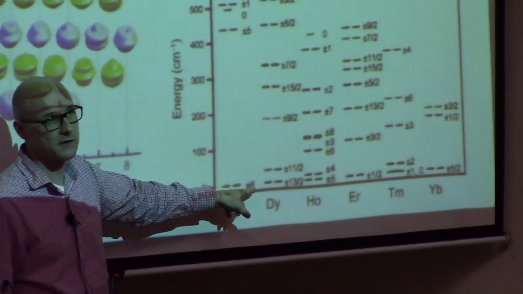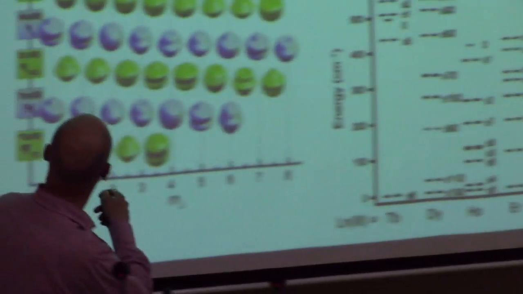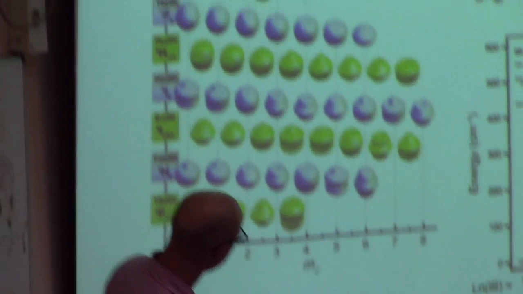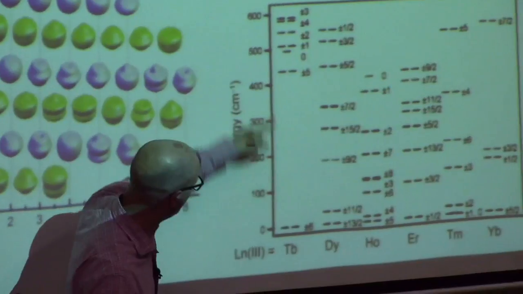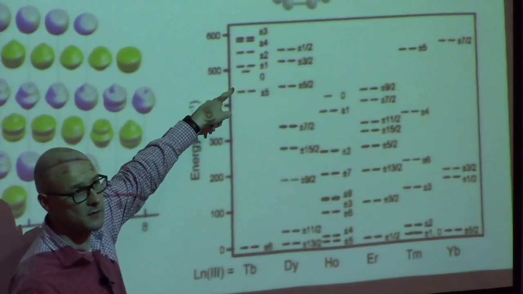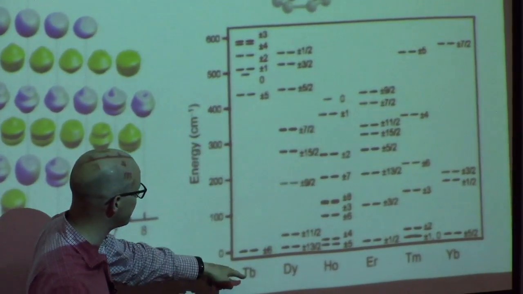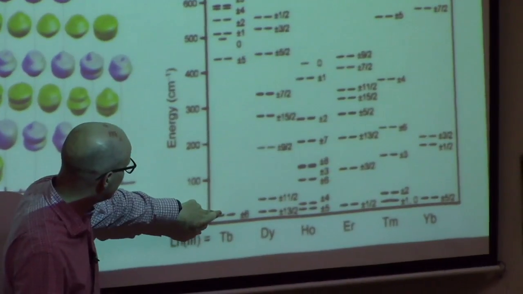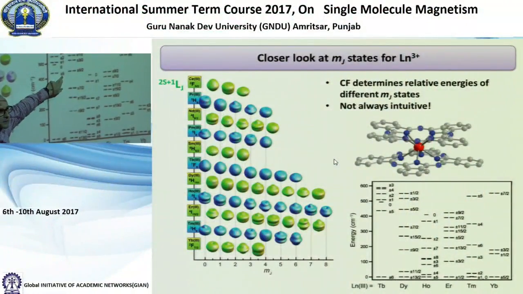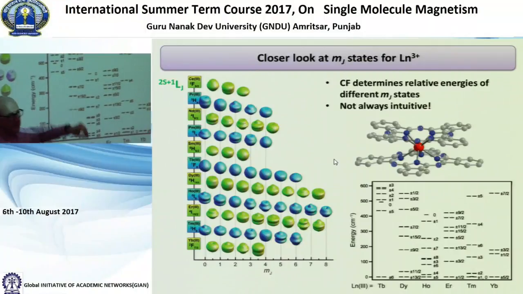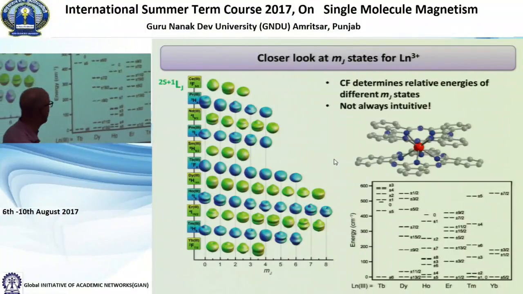So plus minus 6 is the maximum value for terbium, which is shown here. And then the energy gap between the ground state and the first excited state is actually quite substantial. There's nothing in between. Conveniently, the first excited state is defined by plus minus 5 mJ. Okay, so that fits in with the pattern of increasing regularly.